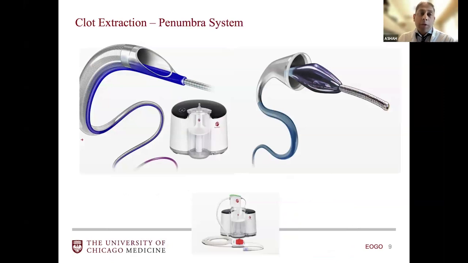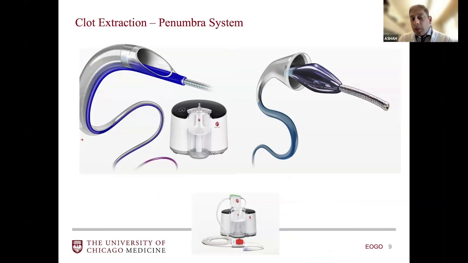Another system we use is the Penumbra system, both the CAT-RX and the coronary system. This is 014 guide wire compatible. It can go through a 6 French guide. Also really good at taking care of clots. Again, these are clots that are prior in the coronaries.